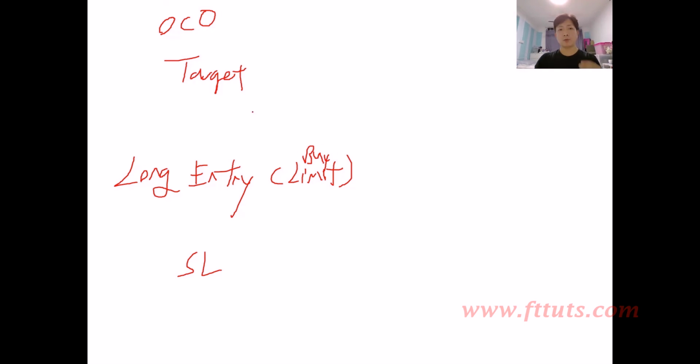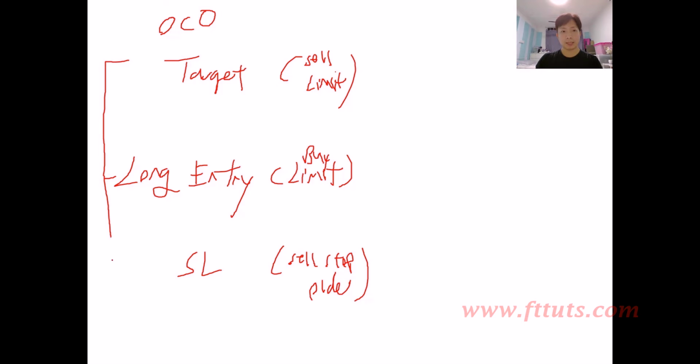Basically, OCO order means that once you put in the OCO buy limit order, you can also key in your target order, which is a sell limit order. Stop loss order is a sell stop order. Okay, so what it means here is that when you put OCO order, it's all linked. So take note about this.